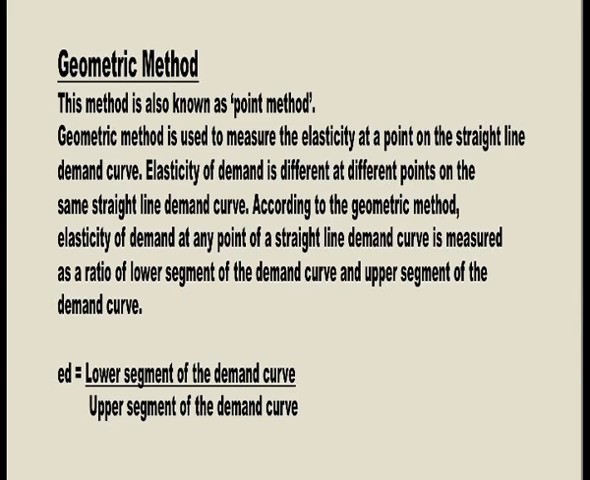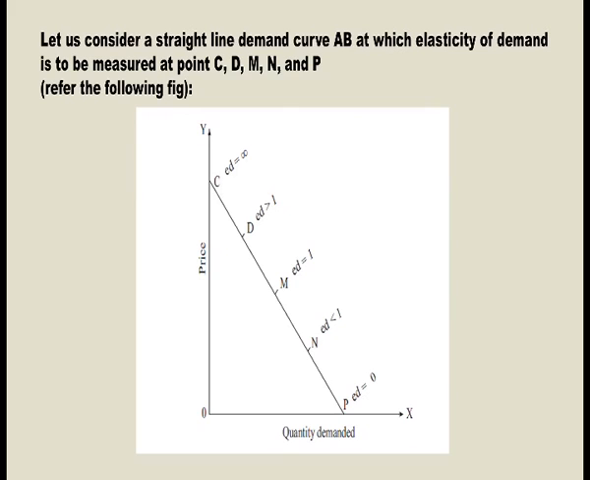Elasticity of demand equals the lower segment of the demand curve divided by the upper segment of the demand curve. We can have an illustration here. You can see a straight line demand curve here, and there are different points marked on this demand curve. You can see points A, B, C, D. These points are marked. You can see that at point A, the elasticity of demand will be equal to 1.